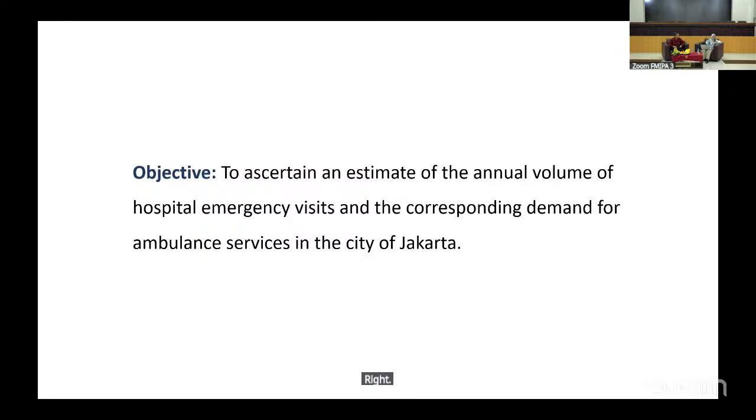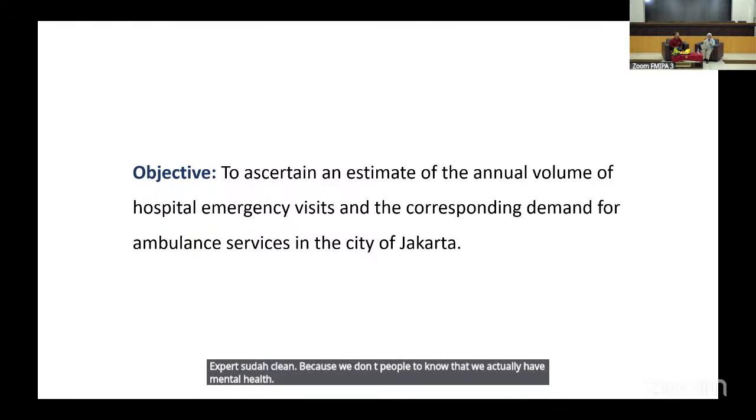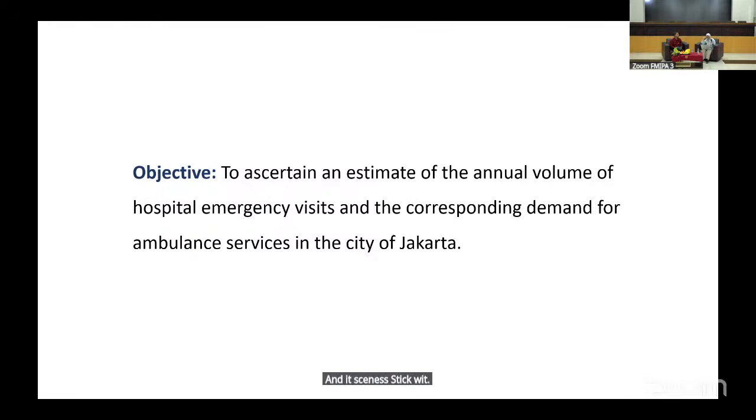Even for mental health, like depression, it is said that everyone will experience it to some degree. But we don't really want to go to the expert, to the clinician, because we don't want people to know that we have a mental health condition and that it will stick with us, right? So that's one of the challenges. With this simulation, we want to know what the demand for the ambulance is.